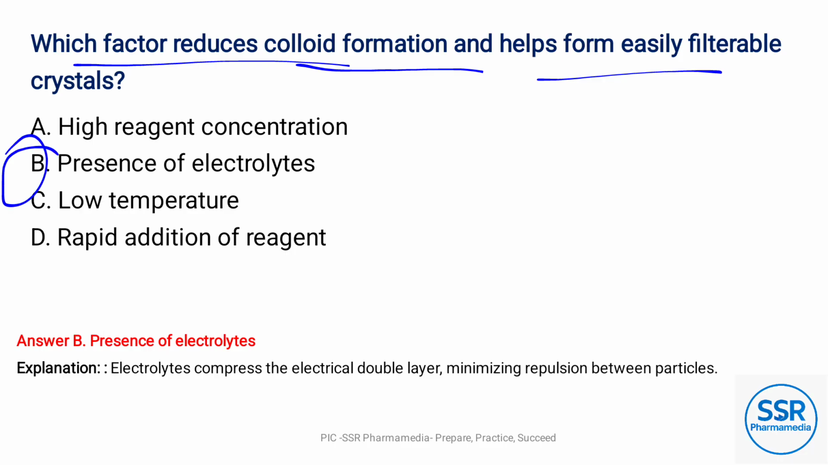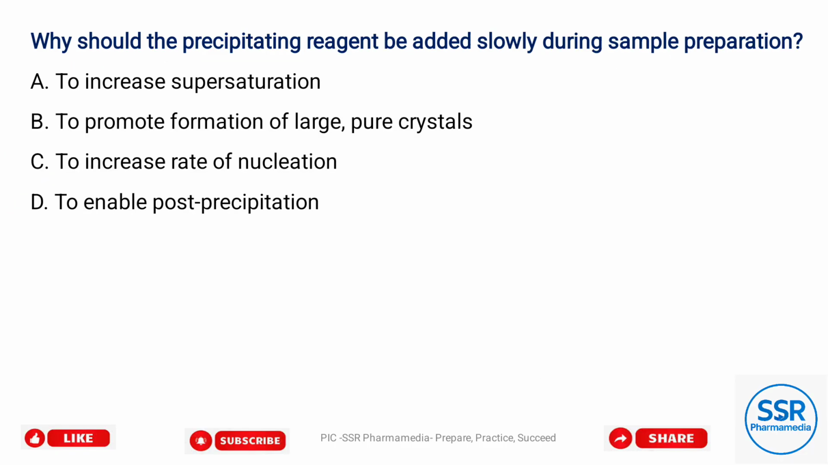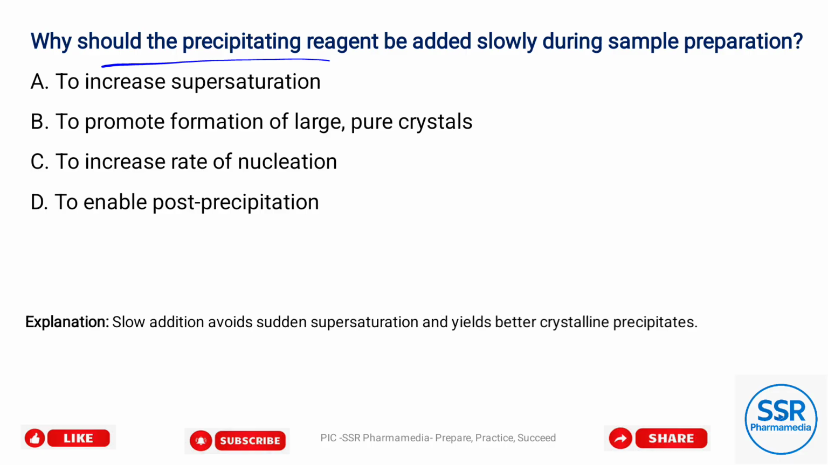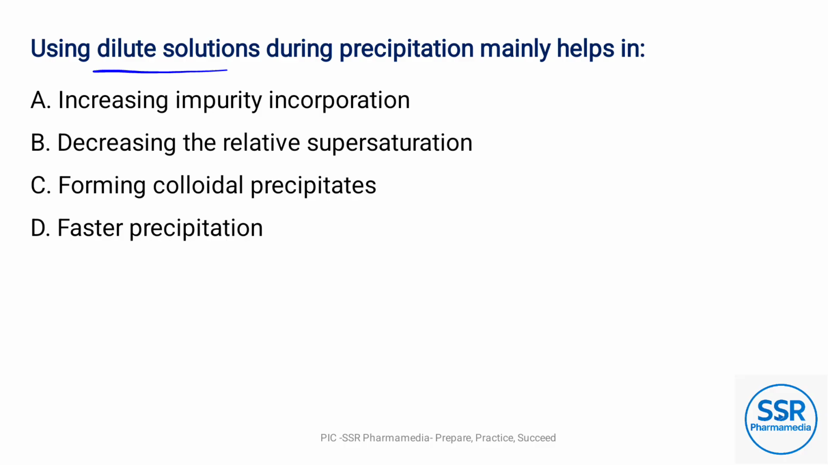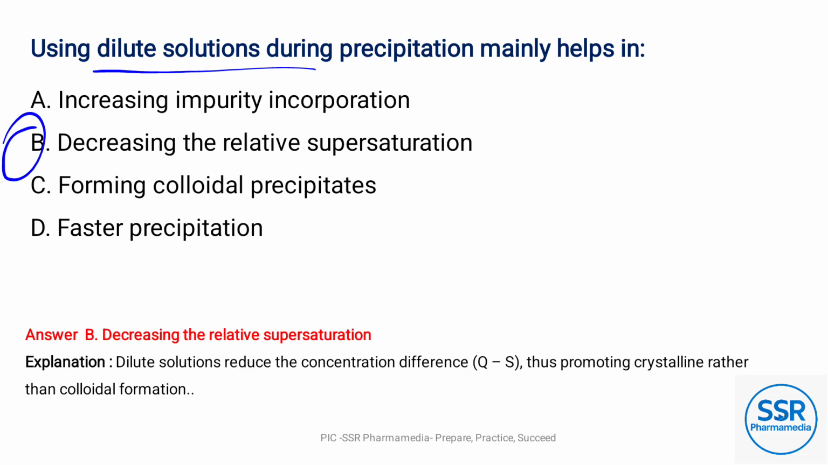So option B, presence of electrolytes. Why should the precipitating agent reagent be added slowly during sample preparation? So option B, to promote formation of large and pure crystals. Using dilute solutions during precipitation mainly helps in, so option B, decreasing the relative supersaturation.